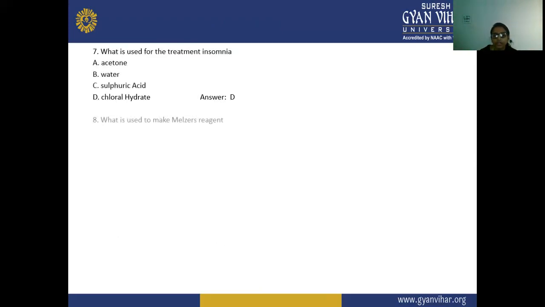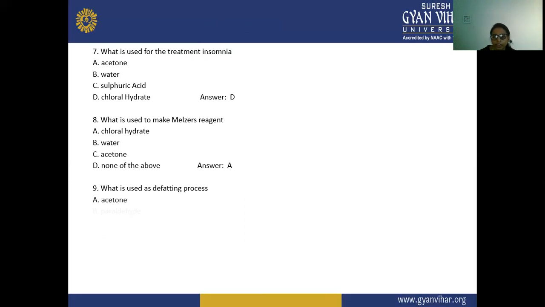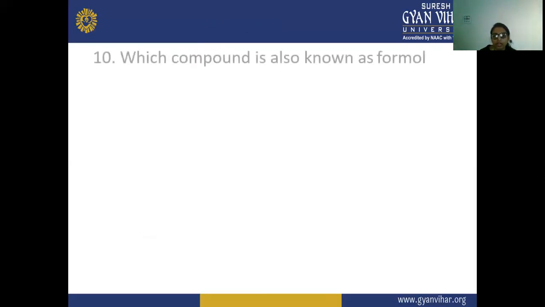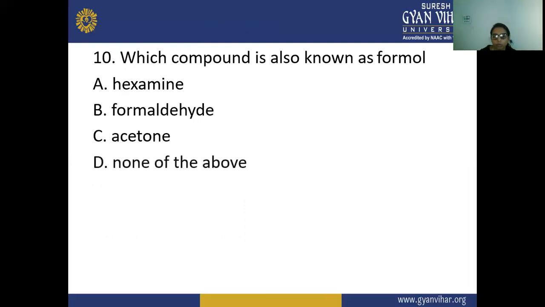Which solvent is used to rinse wet glassware? That is your acetone. Which is used for the treatment of insomnia? That is your chloral hydrate. Which is used to make Melzer's reagent? That is your chloral hydrate. Which is used in the deflating process? That is your acetone. And which compound is known as formol? That is your formaldehyde.